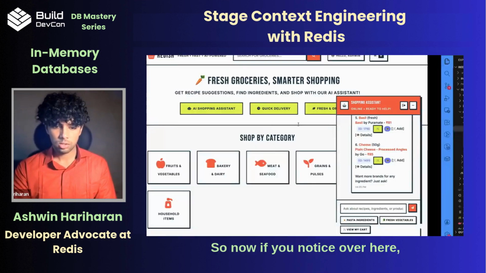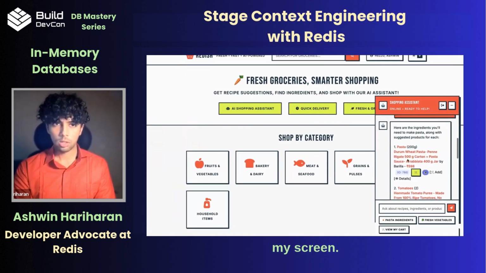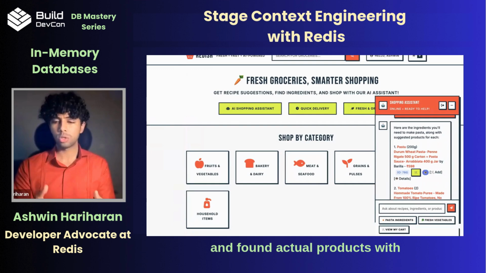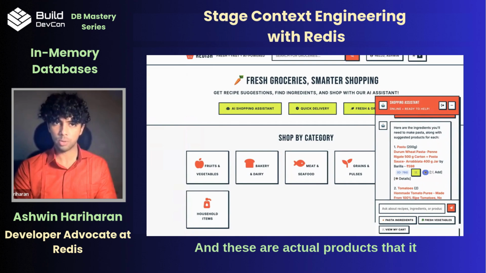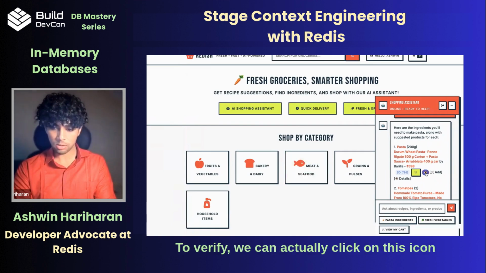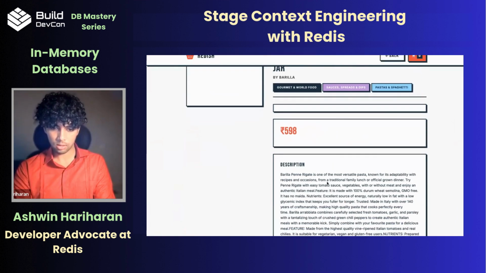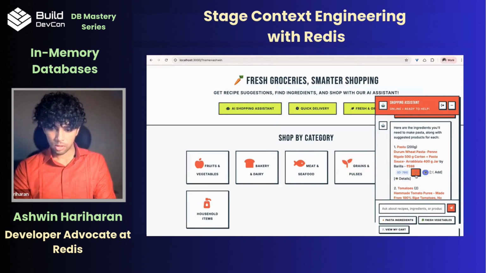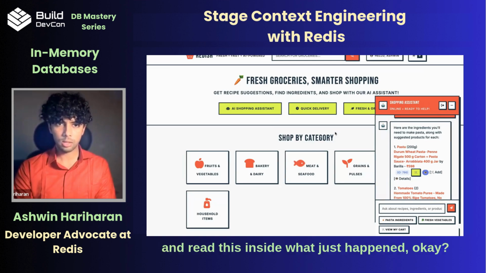Now if you notice, look at this on my screen. It gave me a complete ingredient list and found actual products with IDs and prices. These are actual products that it found from the database. It's not hallucinating. To verify, we can click on this icon, and here's how a product description looks. Now, let me show you how this looks inside Redis.